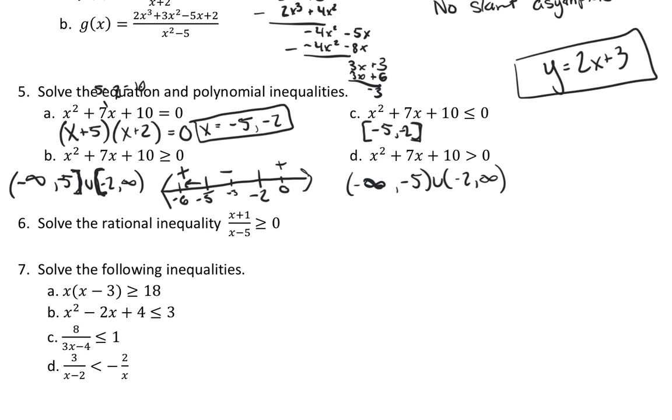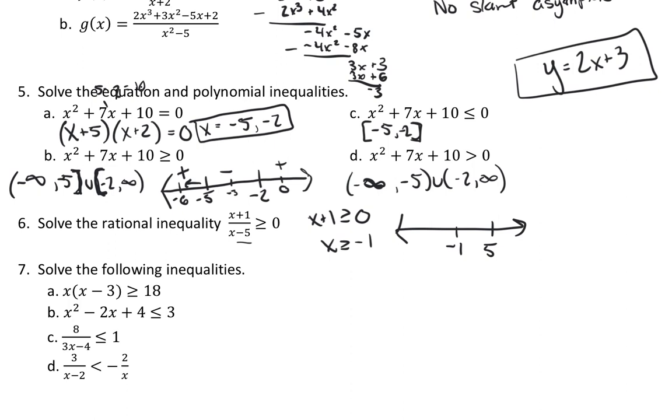All right. Solve the rational inequality: x plus 1 divided by x minus 5 is greater than 0. So I need to find my zeros, and that's going to be when the numerator is equal to 0. So x plus 1 equals 0, right, and that's going to happen at -1. So let's draw our timeline at -1. The other thing we have to look for is the asymptote, and that asymptote happens at 5. So we have to check around there too.